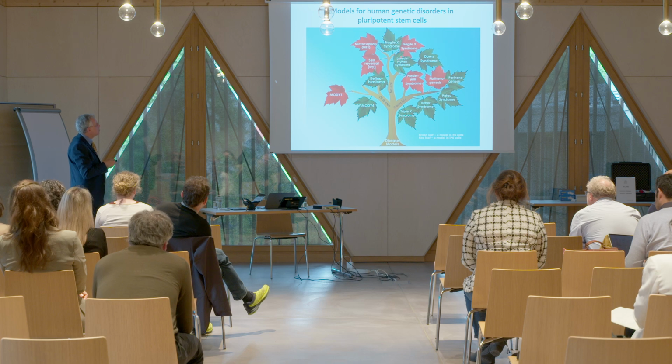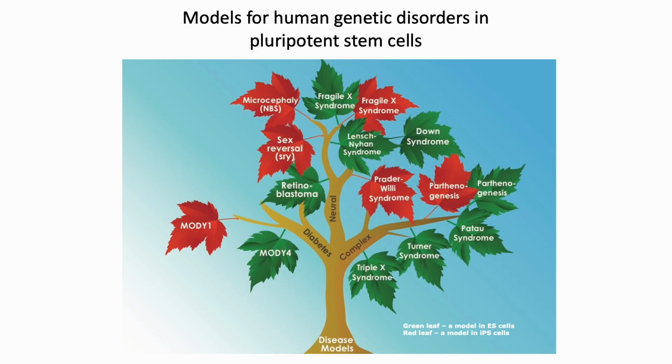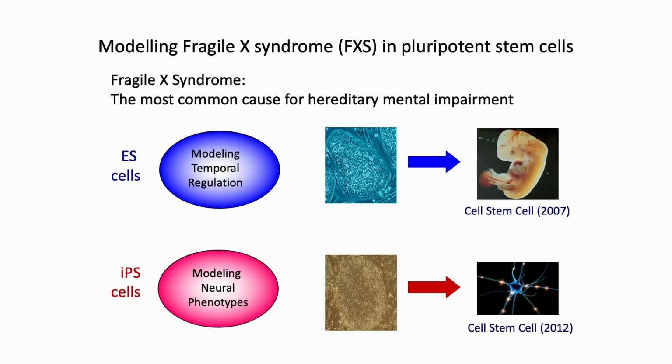So many years ago, we generated the first model for human genetic disorders in human pluripotent stem cells. That was the Lesch-Nyhan syndrome, and later on we did about 12 different disorders. Some of them are in ES cells, some of them in iPS cells, and with Fragile X, both in ES and iPS cells, as Keith really demonstrated very beautifully. So with ES cells, with Fragile X, we really studied the temporal regulation of the shutdown of the gene. With iPS cells, we really analyzed the neural phenotype.